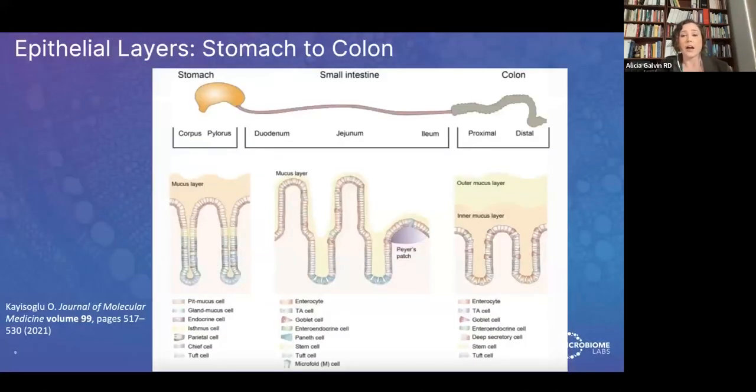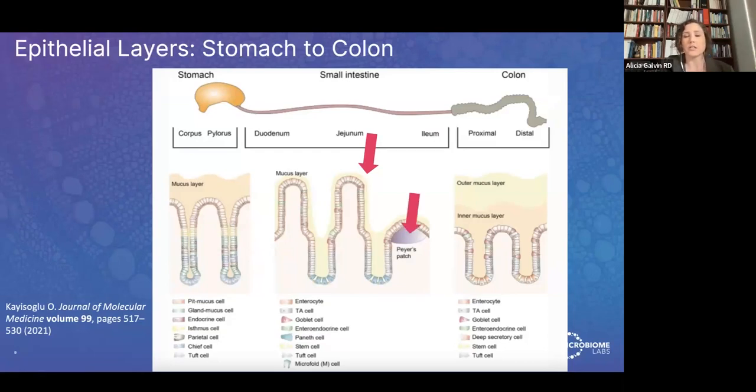So again, this is a high level view of going back to the epithelial layers. We have an epithelial layer in our stomach, and then we have an epithelial layer in our small intestine and then our colon. And I want to point out the differences between the stomach, the small intestine, and the colon. In the stomach, it's sort of a medium layer. It's not as thin as what we see in the small intestine, but it's not as thick as what we see in the colon. But it's definitely more of a robust layer because that gastric juice is so acidic. We want to have a nice mucus layer to protect that epithelial layer in the stomach.